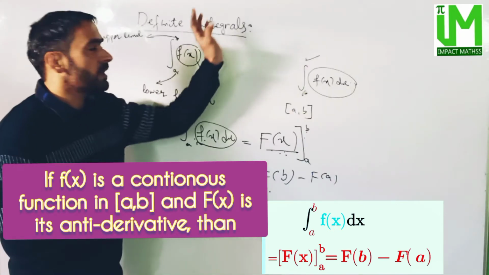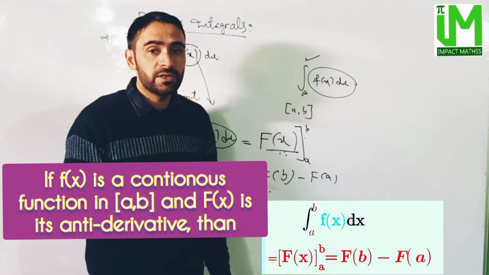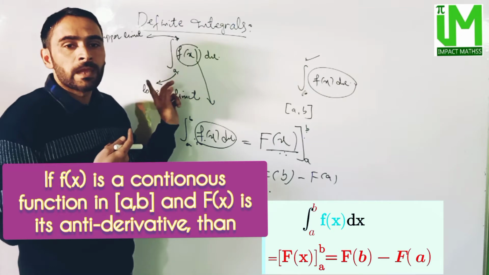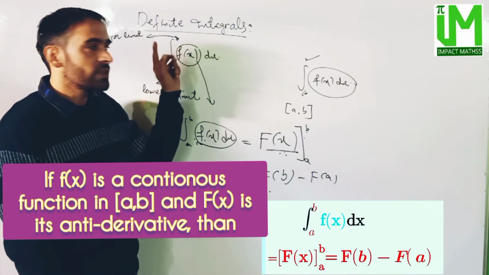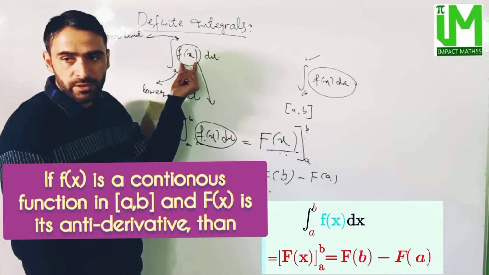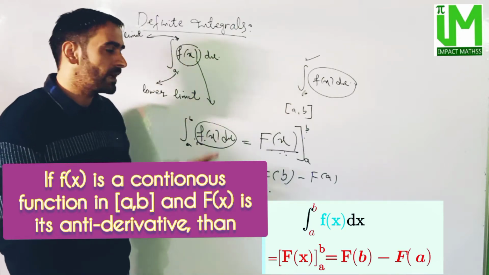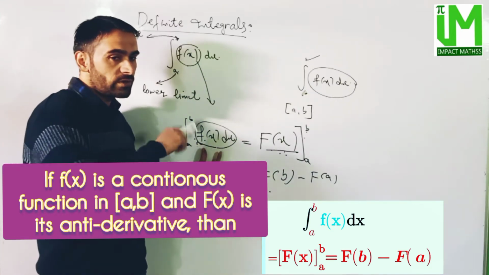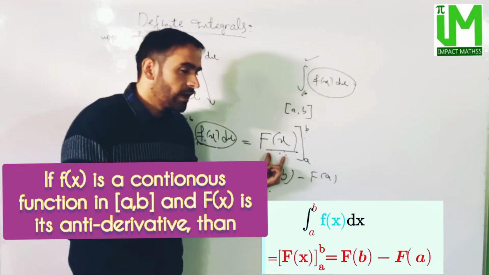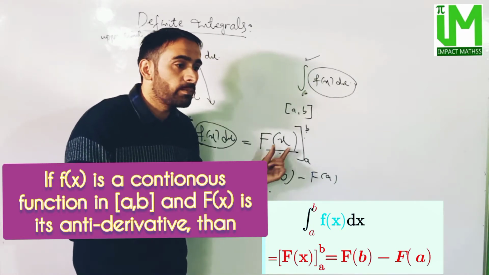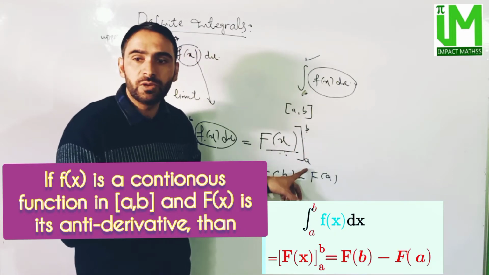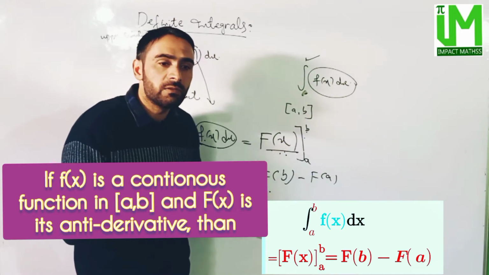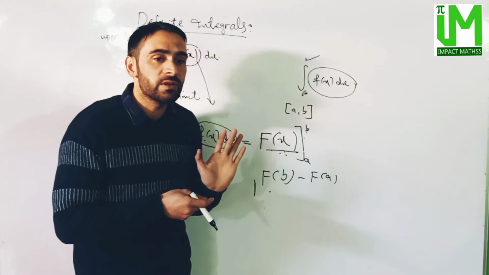So if we are finding the definite integral of a function f of x, it is the integral from a to b of f of x dx, where a is called the lower limit and b is called the upper limit. We apply the integration method, indefinite integration of f of x, to get the anti-derivative F of x. Then we write F of the upper limit minus F of the lower limit.